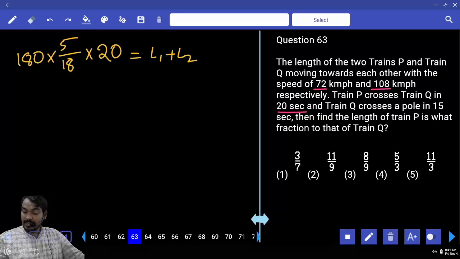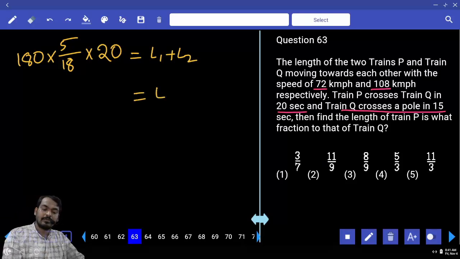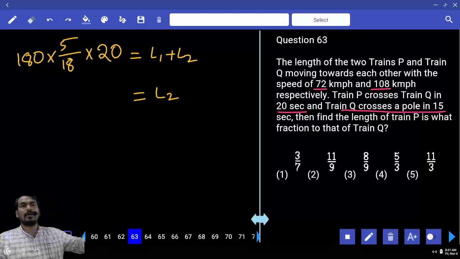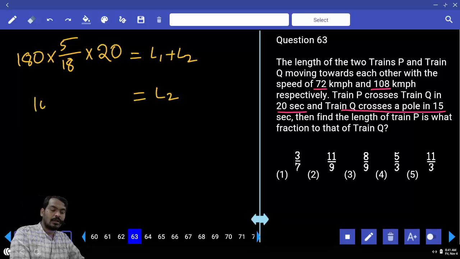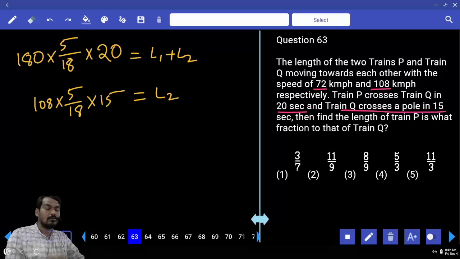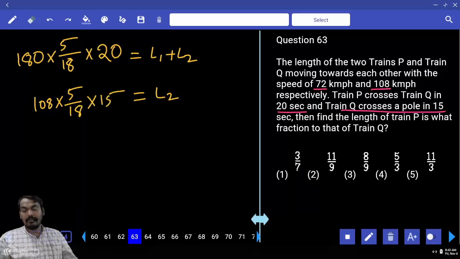Second one, train Q crosses a pole in how many seconds? 15 seconds. When a train passes a pole, the total distance is only the train length. Which train length? The second train length. That is equal to speed into time. What is the second train speed? 108 converted to meter per second, into how many seconds? 15 seconds. Solving this, we get the L1 and L2 ratio.